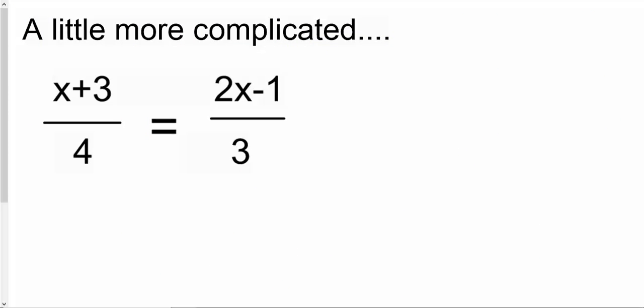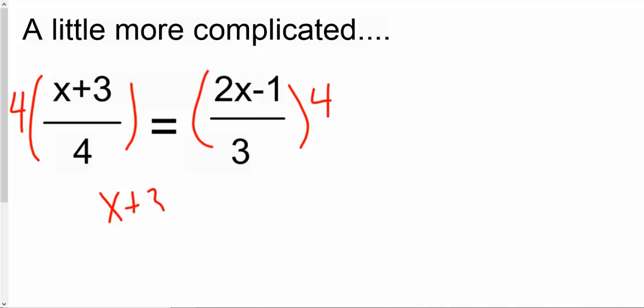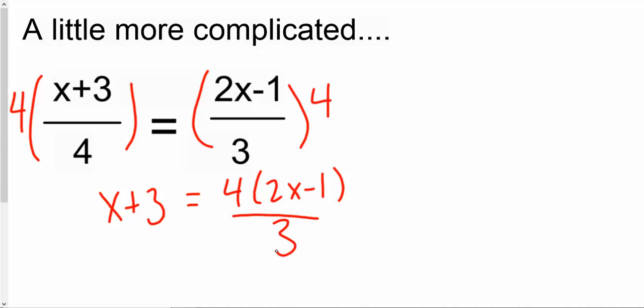Ooh, let's try one a little bit more complicated here. So for one like this, we have a divisor on both sides. So we can multiply both sides by 4 because that'll get rid of this division by 4. Let's start off with that. We're going to multiply both sides by 4. And this gives me x plus 3 equals 4 times 2x minus 1 over 3.